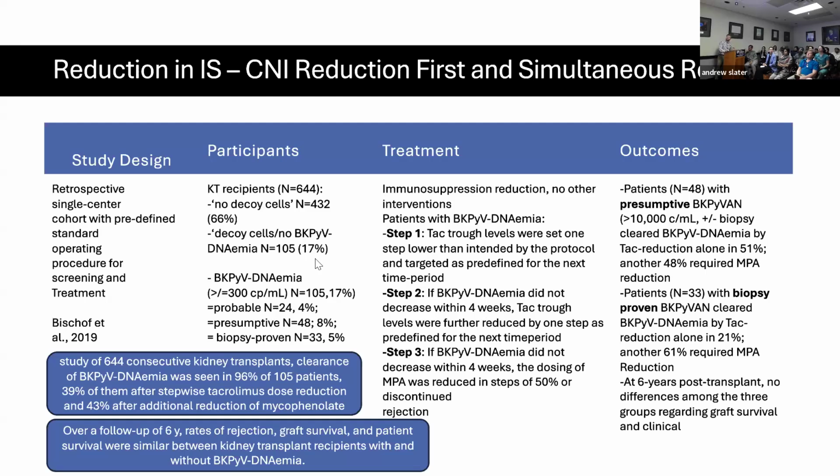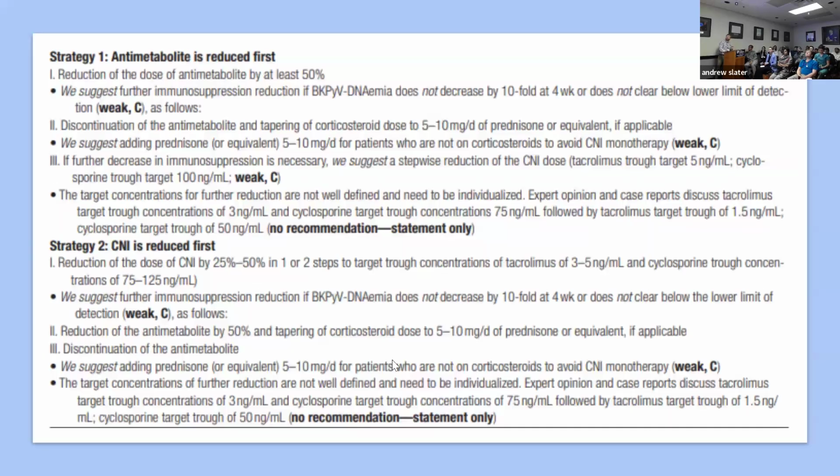But among these 3 groups, probable, presumptive, and biopsy proven, this is just to say that there really is no correct approach, and there's really no wrong approach, right? You have to take everything into consideration, maybe their immunological risk profile, maybe their BK viral load, how well they're doing with their medications, how frequently they're getting labs, things like that.